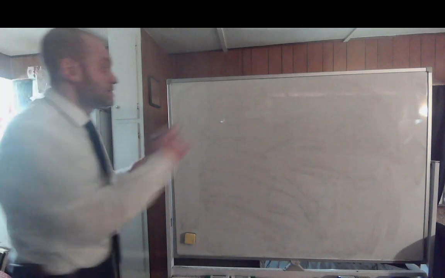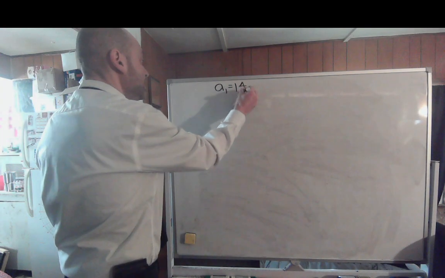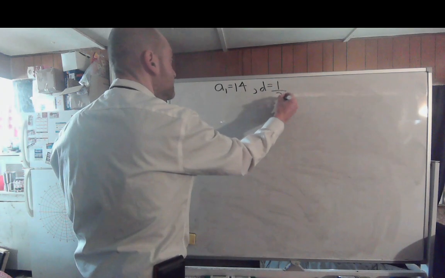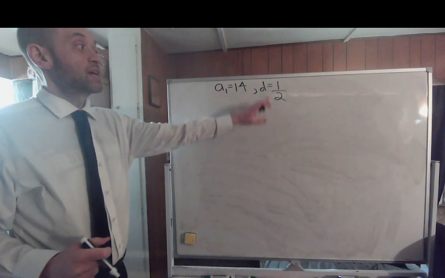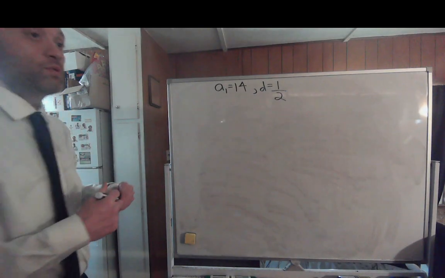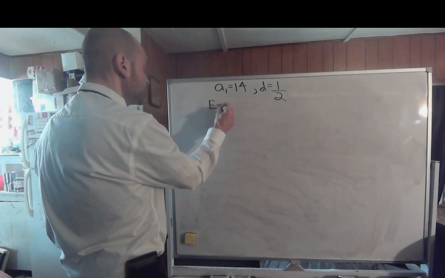All right. A sub 1 equals 14. The common difference is 1/2. All right, so the first term's 14, then you have a common difference of 1/2. So this is an arithmetic sequence. So let's find the explicit formula first.